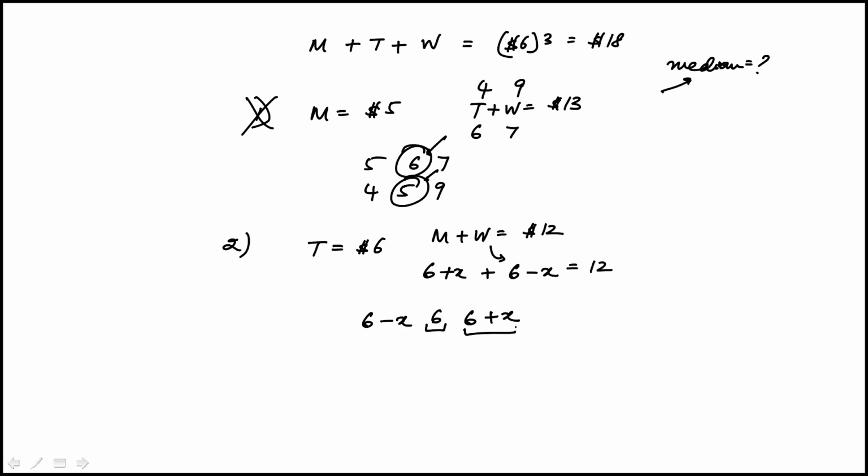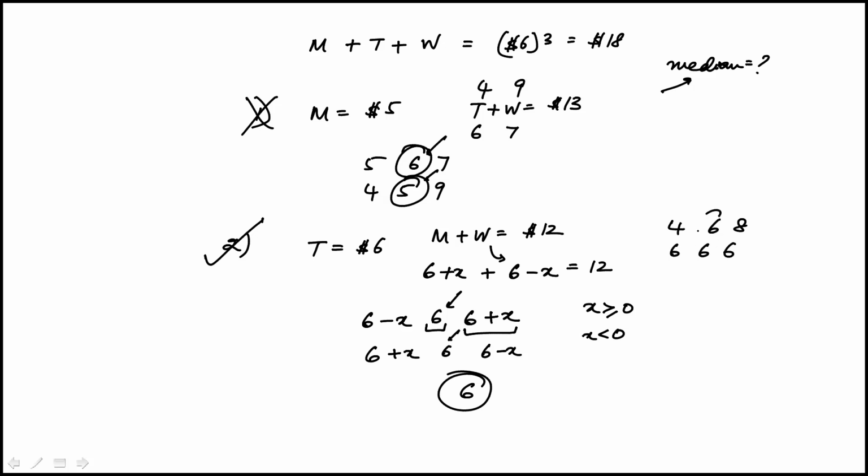What you'll notice is that 6 plus X, if X is positive, is going to be greater than or equal to 6, and 6 minus X would be less. If X is negative, then it just flips. The 6 plus X goes here, and 6 minus X. The key point is that the median will always be 6, and 2 is actually sufficient. If you don't see it this way, you can try examples. For example, you do 4, 8, 6. If you do 6, 6, 6, 6 is the median.